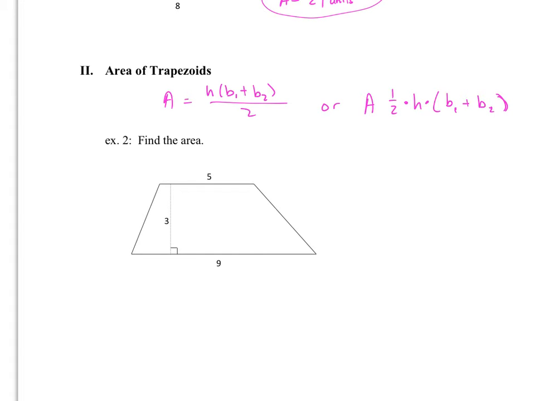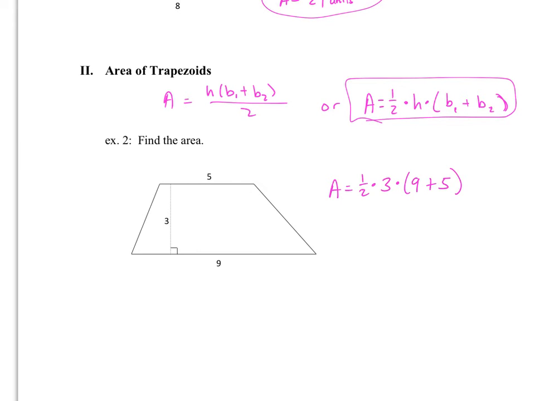So let's try this with our new formula. And I'm going to stick with this guy. They do the same thing. Okay? So if you want to multiply by 0.5 at the end, or if you want to divide by 2, they do the same thing. So area equals 1/2 times my height of 3 times 9, because that's base 1, plus 5, which is base 2. So the bottom would be one of your bases, and the top is your other base.